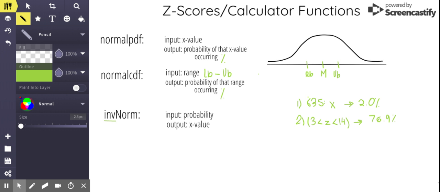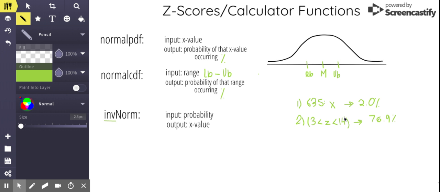So we were on number 2, the average sugar in Frosted Flakes, Honey Oats, and Apple Jacks cereal. Our mean was 7.6, standard deviation was 4.5, and our lower bound was 3 while our upper bound was 14. So we can go ahead and just do this problem again.